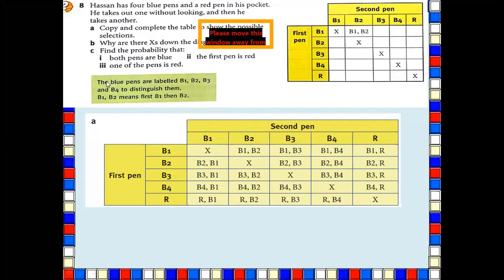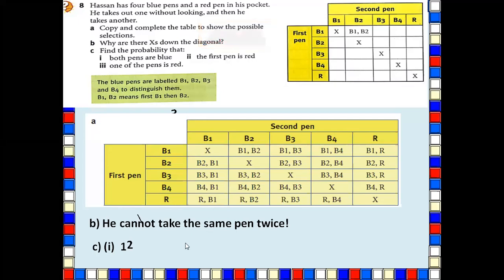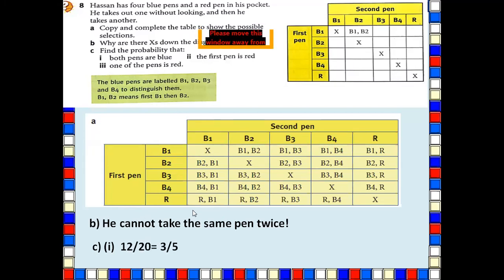Now, part C. Find the probability that, part one, both pens are blue. Yes, Zena. 12 out of 25. Yes, 12 out of 25. No, 12 out of 20, not 25. Remember, there are X's inside, we don't count them. There isn't an outcome there. If there are outcomes instead of the X, we count them. Okay, so it's 12 out of 20.